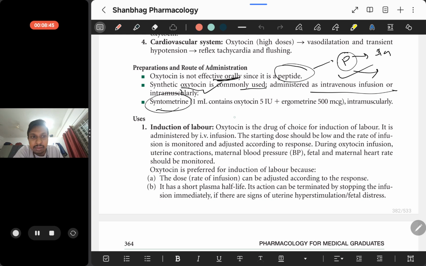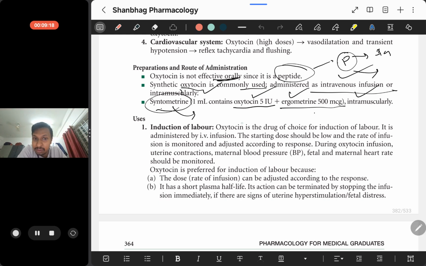Syntometrine is the combination of 1 ml of 5 international units oxytocin and 500 microgram of ergometrine. It is given intramuscularly. Okay, now let us see what are the pharmaceutical uses or therapeutic uses of this oxytocin.